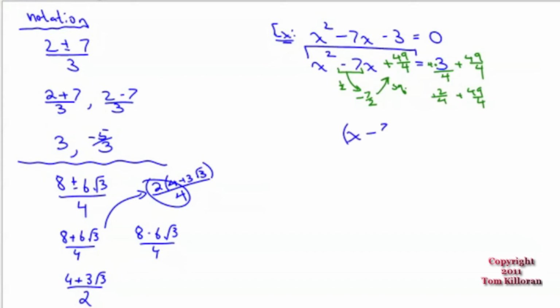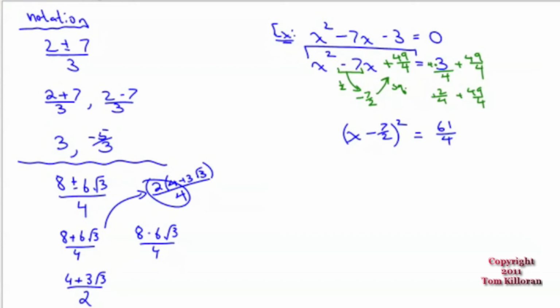(x − 7/2)² is equal to 12/4 + 49/4, which is 61/4. I have a question. Go for it. Why was it a positive 49? I added 49/4 here. Why did I add it here? Because it's the square of 7/2. The negative is irrelevant when you square it, it becomes positive.